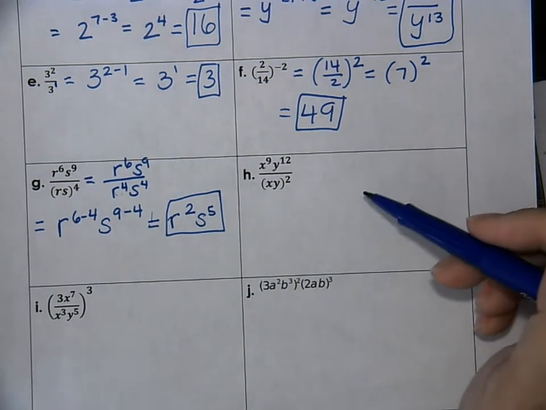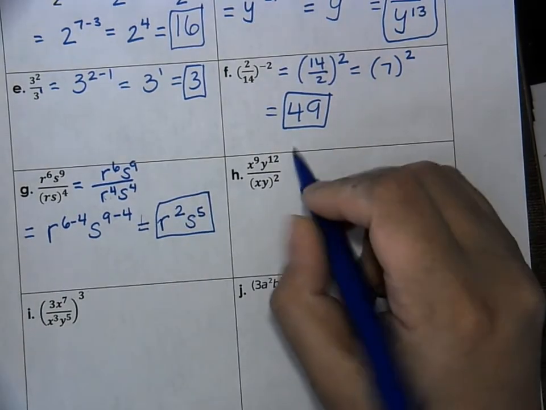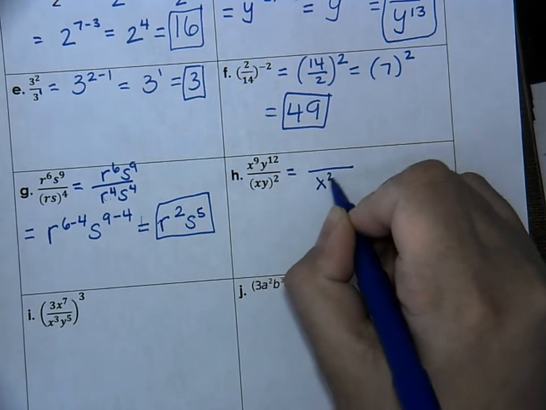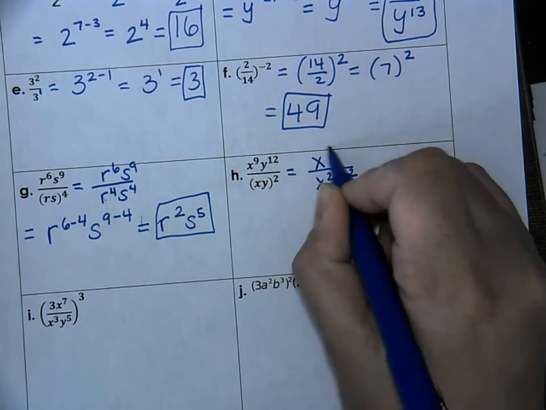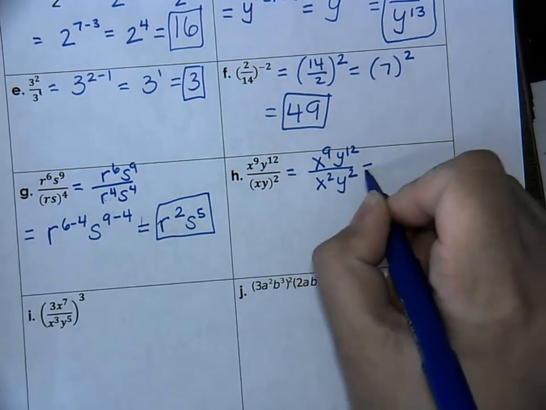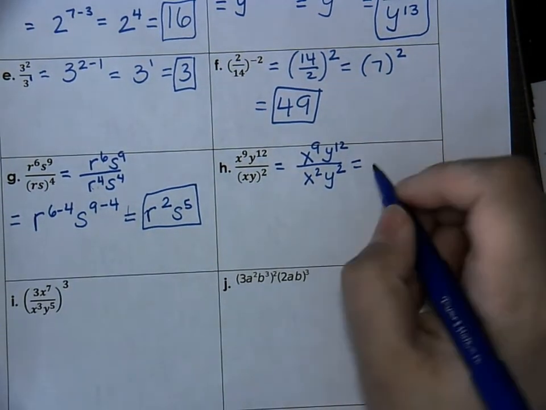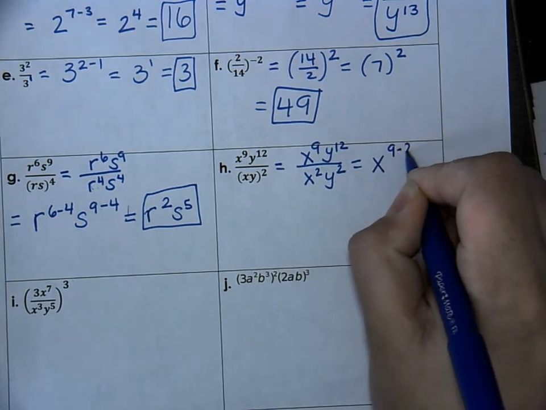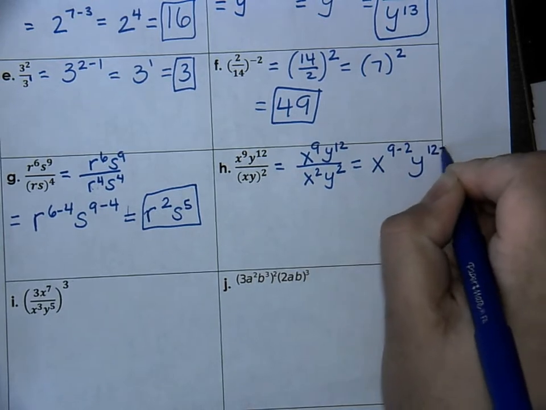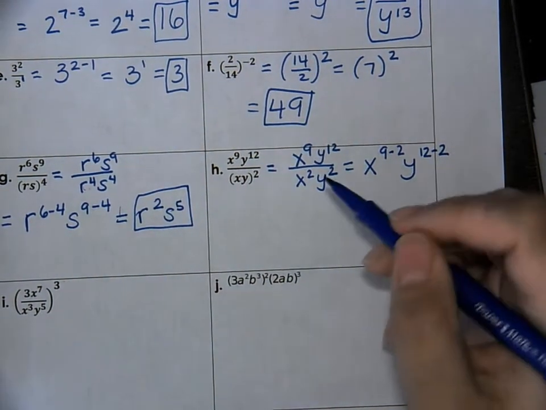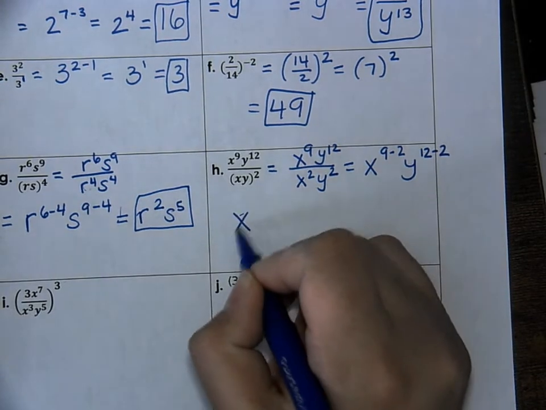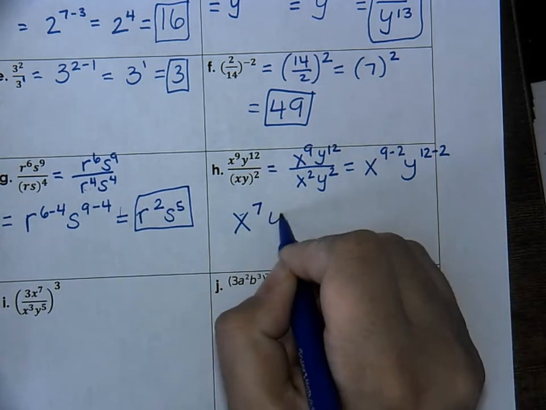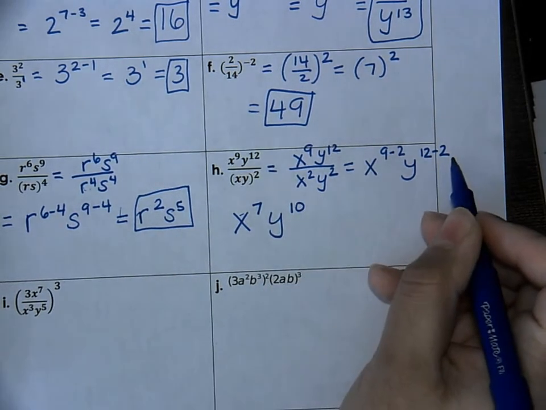And then here's another one. This next one is similar to this, where I just have to, again, raise that power to both terms on the bottom. And then I have x to the 9th, y to the 12th, still on the top, can't do anything with that. And then we subtract again. So the x would be 9 minus 2, and the y would be 12 minus 2. Okay, and then we're just writing out our final answer, which is x to the 7th, and y to the 10th, because 12 minus 2 is 10.